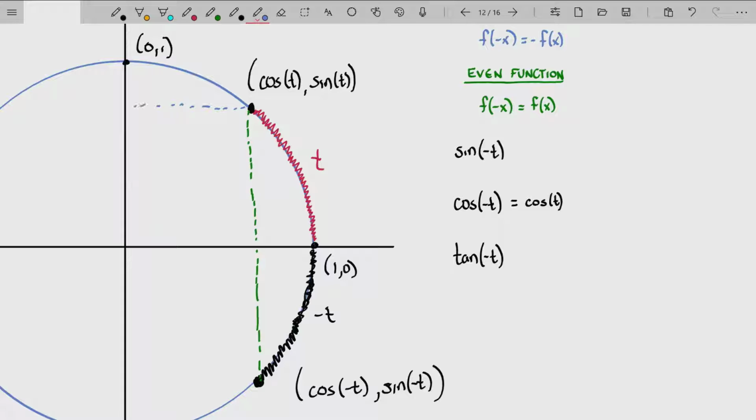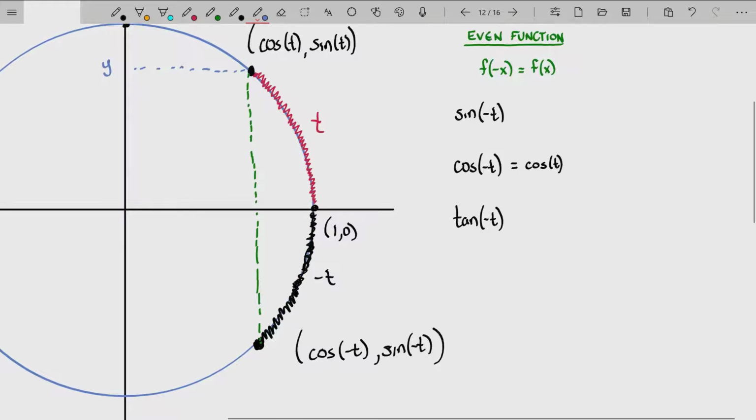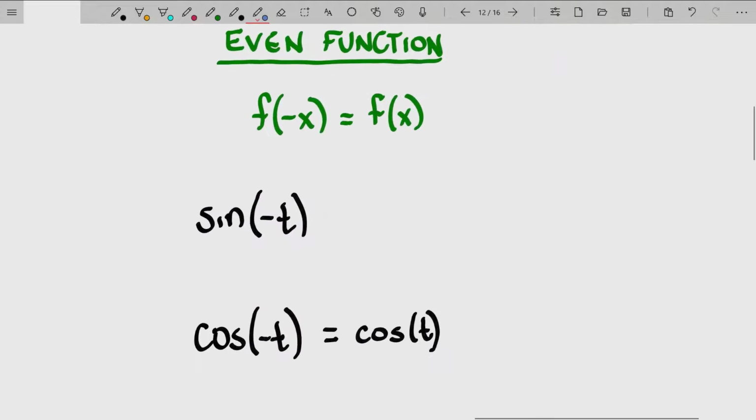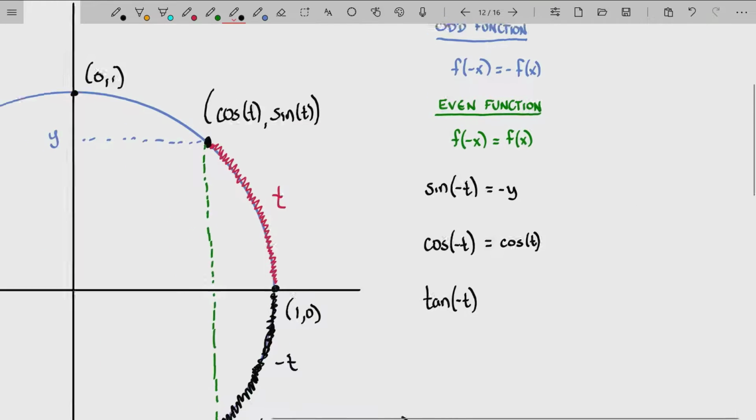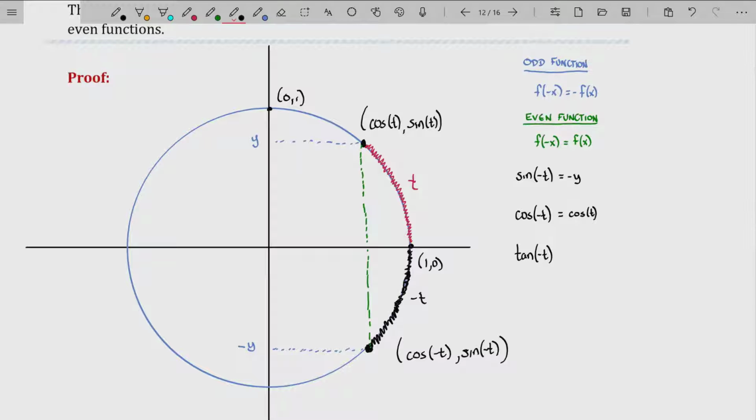This y value is some y value. I have no idea what it is. This, due to symmetry, is just the opposite of that y value. So if the sine of t is y, the sine of negative t is the opposite of y. Let me write that in here temporarily. It's the opposite of y if sine of t is equal to y.